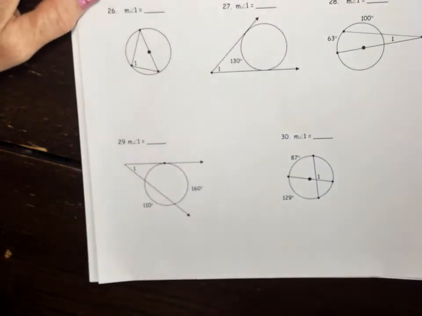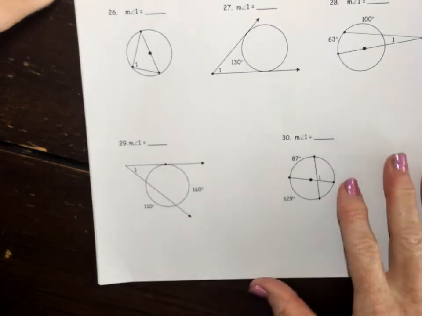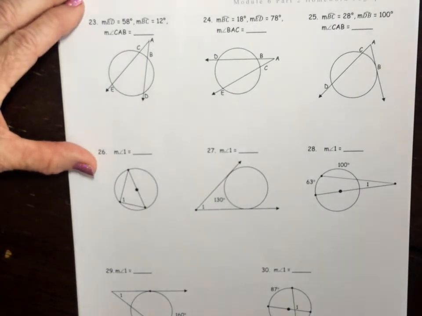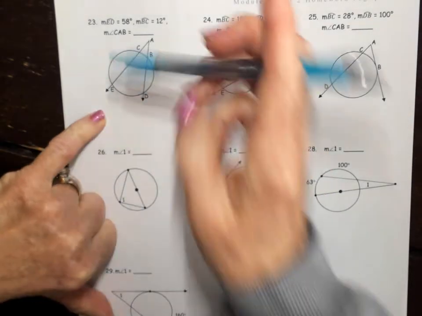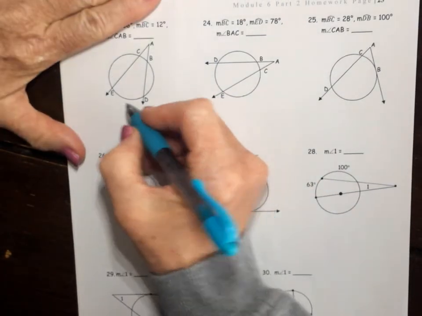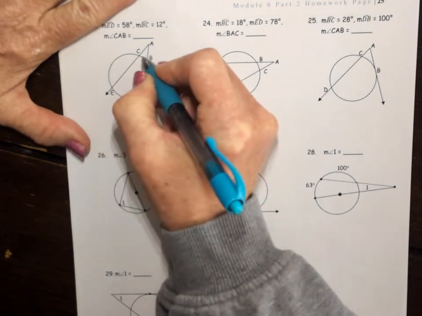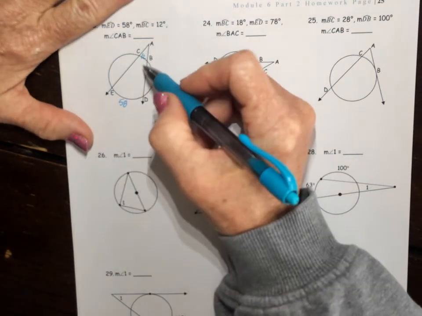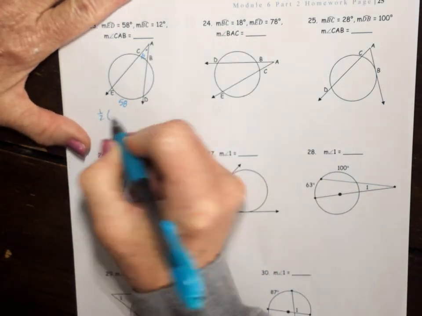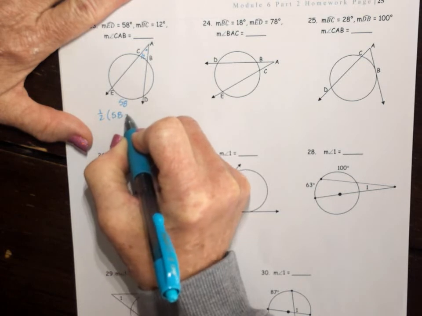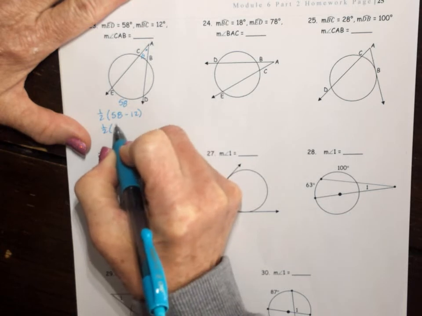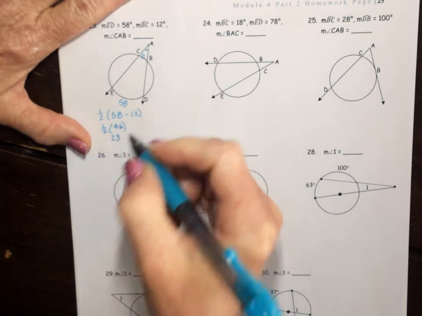Okay, moving on. Next page, 23. Arc ED is 58. BC is 12. We want to find angle CAB, which is this angle up here. That's an exterior angle. 1/2 the big arc minus the little arc. 1/2 of 58 minus 12 is 46, so that's 23.